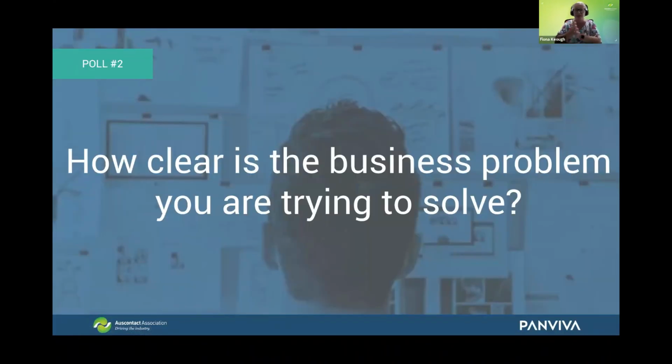So the second poll is, how clear is the business problem you are trying to solve? And your choices are, we don't have a specific problem, we just want to get started. There are too many problems, we don't know where to focus. We know the problem but haven't completed our business case. We know the problem but we have no idea how to solve it. We know the problem and have the supporting data.